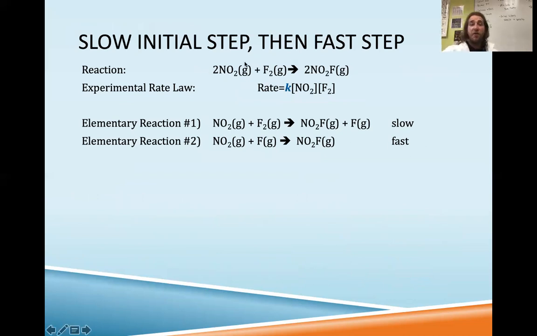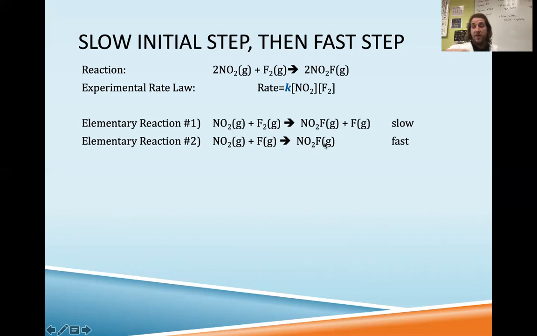But as written, this overall reaction wouldn't work like this. We can't have three things all collide to make two things. Doesn't work like that. So we could propose some steps. We could say, well, maybe one nitrogen dioxide reacts with one fluorine to make this kind of weird intermediate species, with the fluorine in the middle, but then one of our products. Great, we're halfway there. Well, then maybe another nitrogen dioxide reacts with that intermediate to give us another product, that NO2F.